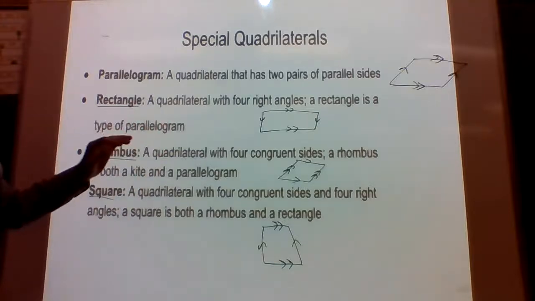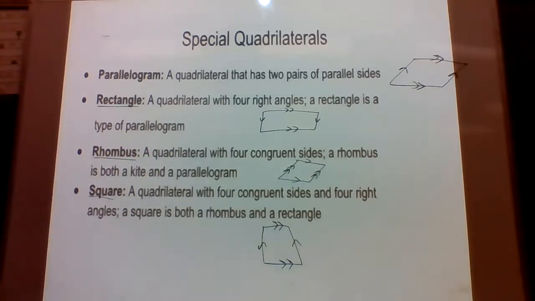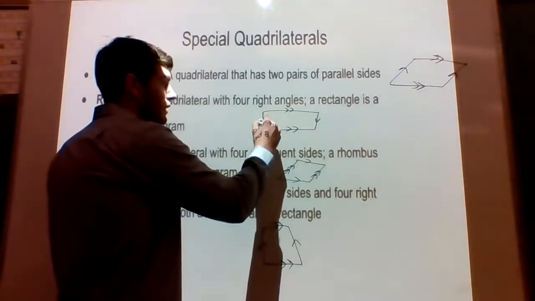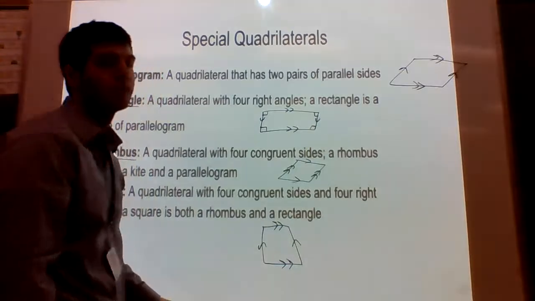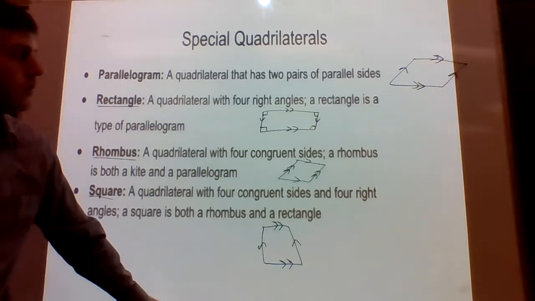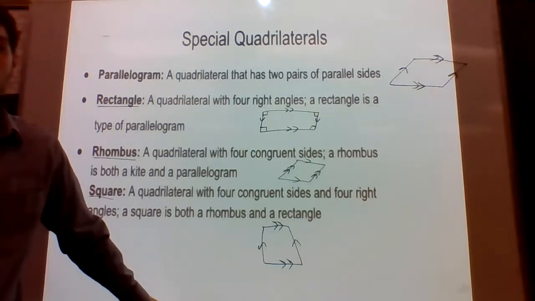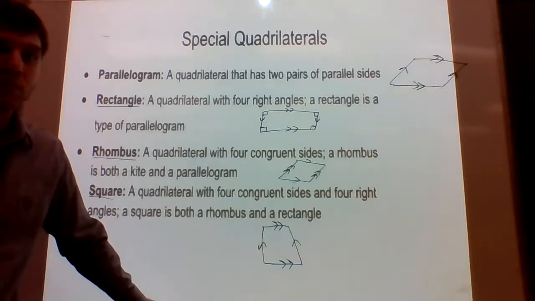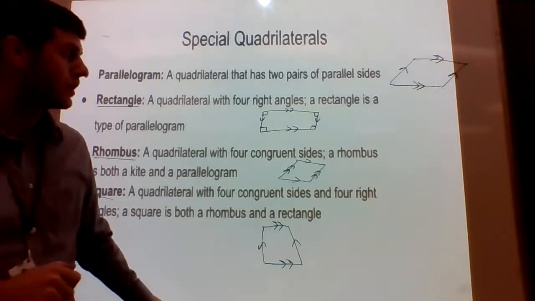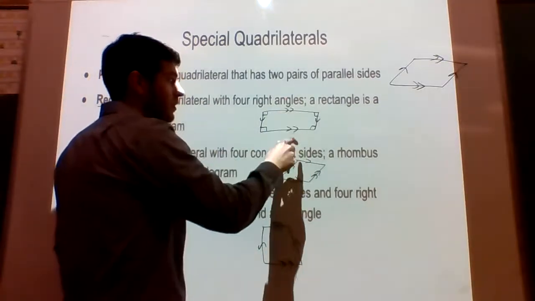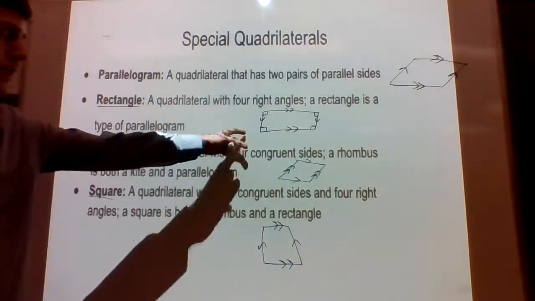So a rectangle is a parallelogram. What defines a rectangle is the four right angles. So a rectangle has four right angles. If you ever see a four-sided figure with right angles, you know it's a rectangle. You also know it's going to be a parallelogram, because rectangles are parallelograms. Two pairs of sides end up being parallel because of the right angles.